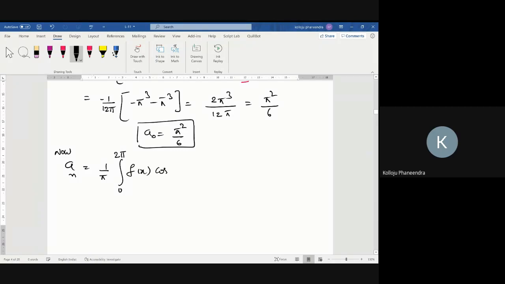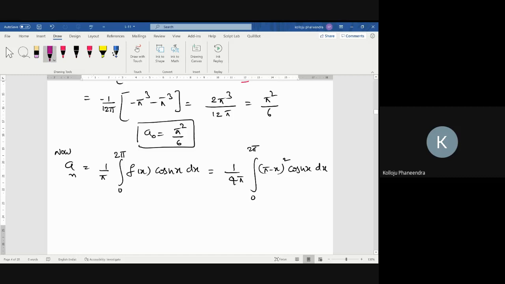First write the a n formula: integral of f of x cos nx dx. So this is 1 by 4 pi, where I am taking the 4 outside from the function f of x. This is (pi minus x) whole square cos nx dx. In the last class I told you the repeated integration by parts formula.